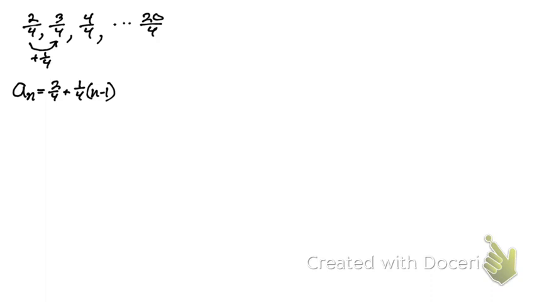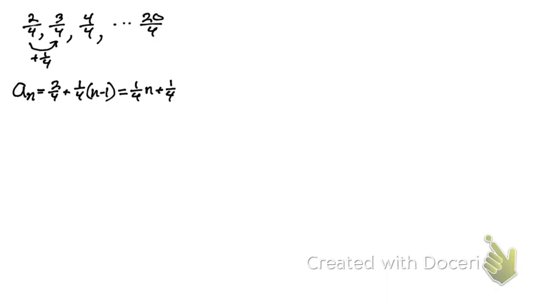Well, we could reduce this down. We could actually distribute that 1/4 to get 1/4 times n, and that would be negative 1/4, so this would be plus 1/4. You aren't required to do that. Just sometimes it makes it easier.